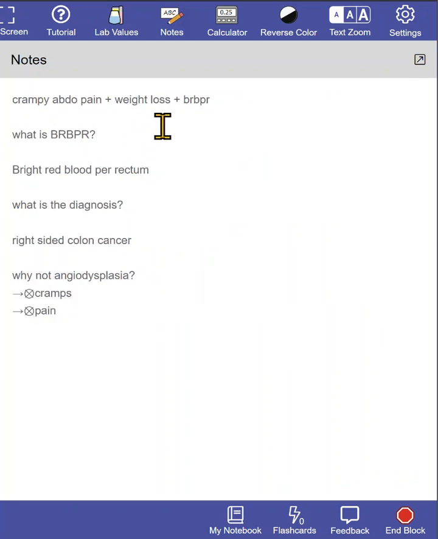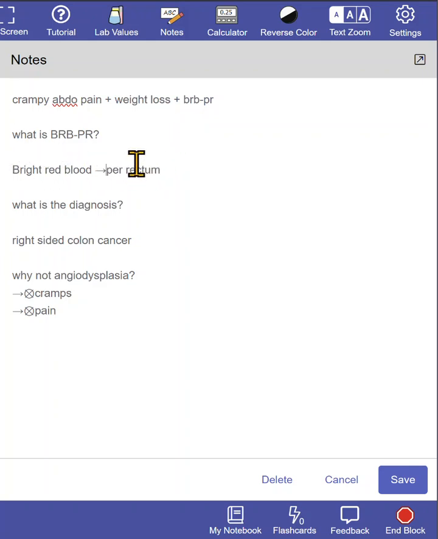So crampy abdo pain and weight loss and BRB PR. So I like to break things up with hyphens. So that makes sense. Bright red blood per rectum, right? So bright red blood per rectum. Okay. So what is the diagnosis?